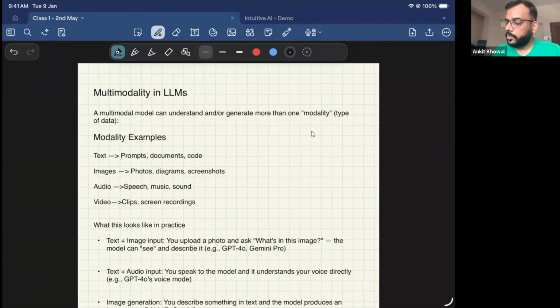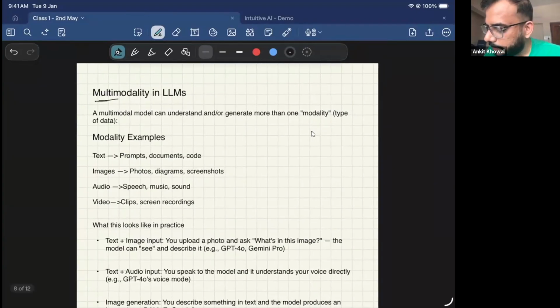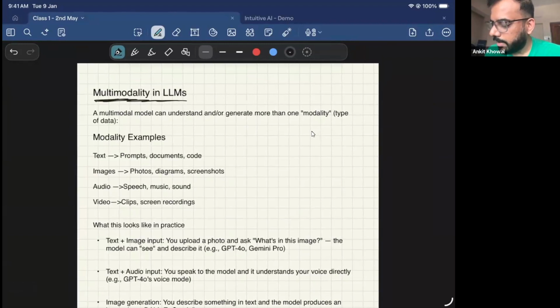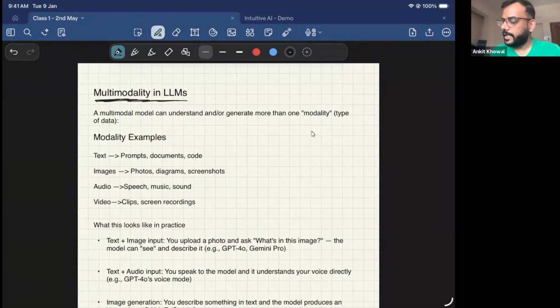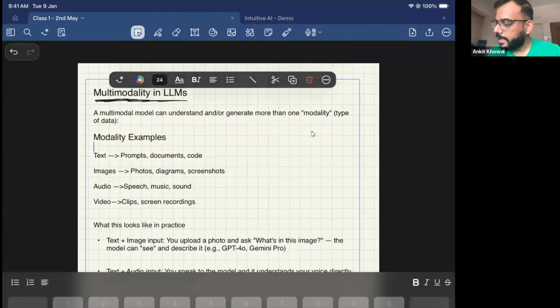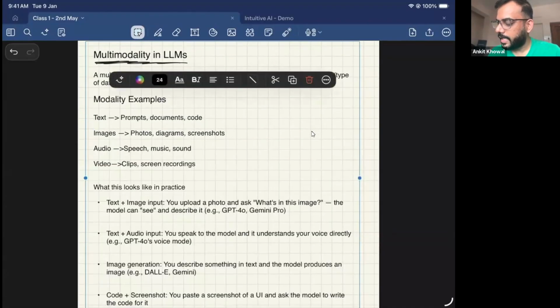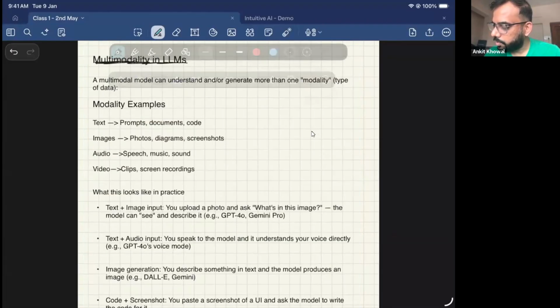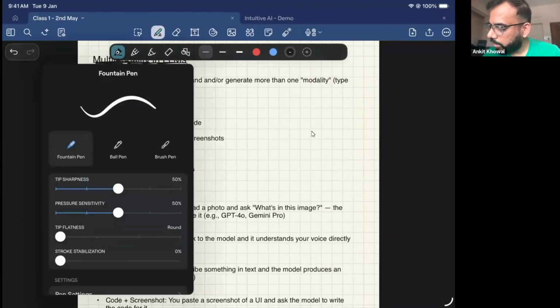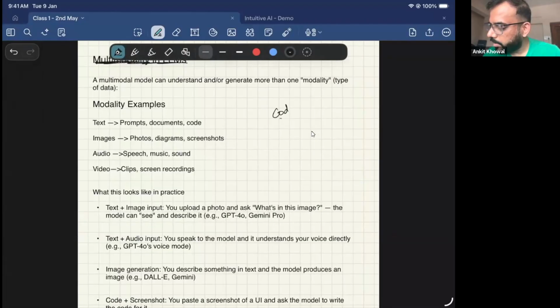Now, there's one more term which you will come across a lot, which is called multimodality in LLMs. What is multimodality? Multimodality is the capability of a model to understand not only text, but, let's say I want to ask a model to debug an issue. What I will generally do is give it the code snippet or the function, and I can also give it a screenshot.